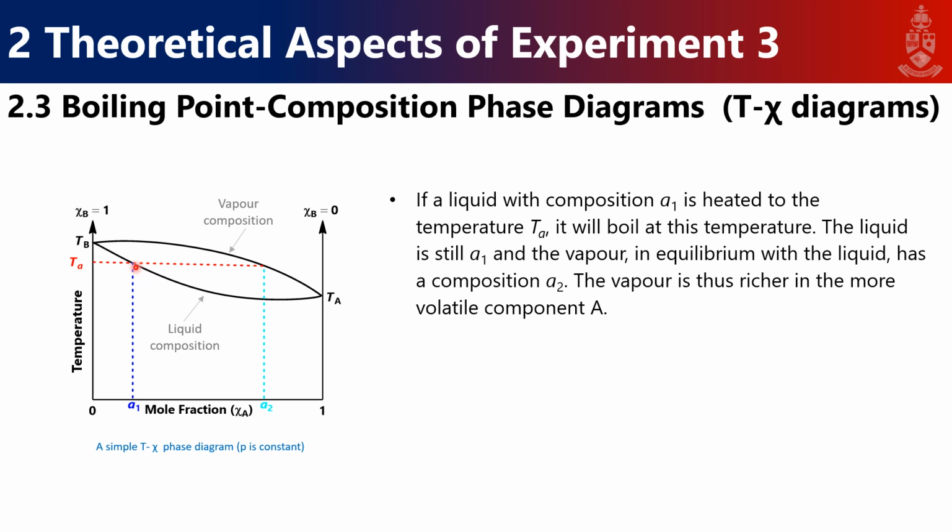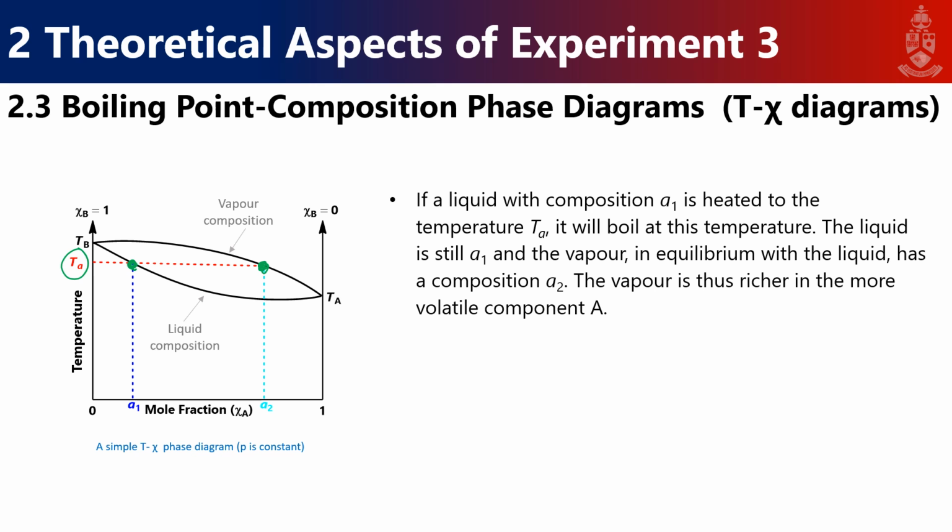So if I have a mixture and the liquid has composition A1, so this specific mole fraction, the composition of the vapor will be far towards the right. Composition of the vapor will be A2. Okay, so for this specific mixture, that will be the composition of my liquid and that will be the composition of my vapor at a boiling temperature of TA. This is exactly what you are going to measure or do in the laboratory.